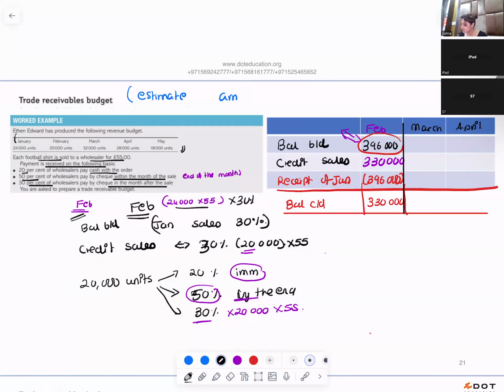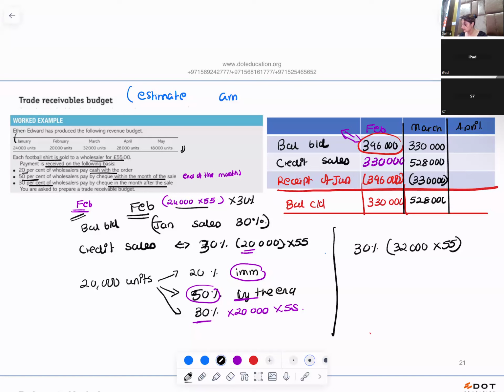Now in the month of March, what is the opening balance? Opening balance will be 330,000. Then the credit sale would be again 30% of 32,000 units into 55, which will give you 528,000. And then you subtract 330 again. You will receive the February month balance. So again your balance carried down would be 528.